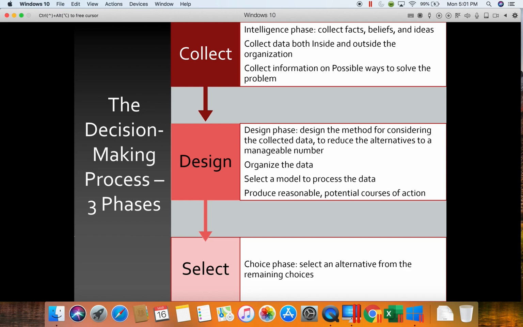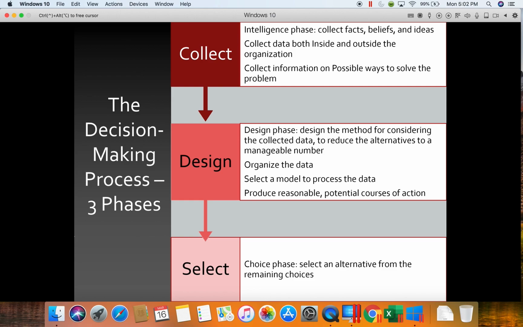The second phase is the design phase. And in the design phase, we will be looking at the method for considering the data. It could be a sequence of steps, formulas, or models, or other tools that will help us organize the data and put it into a way that will lead us to an alternative that's going to be better. Sometimes we use things like charts so that we can see trends and things like that to help us organize the data and get it into a format or a model that will allow us to make a decision from it.